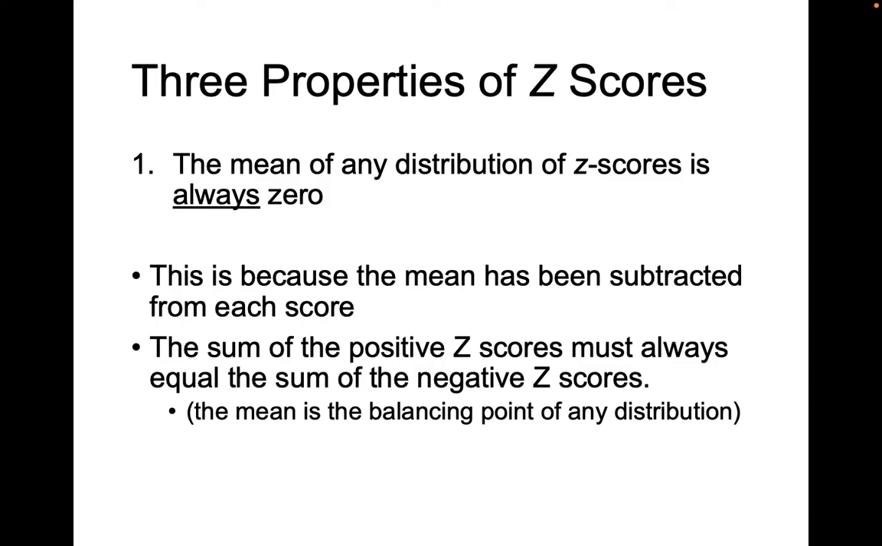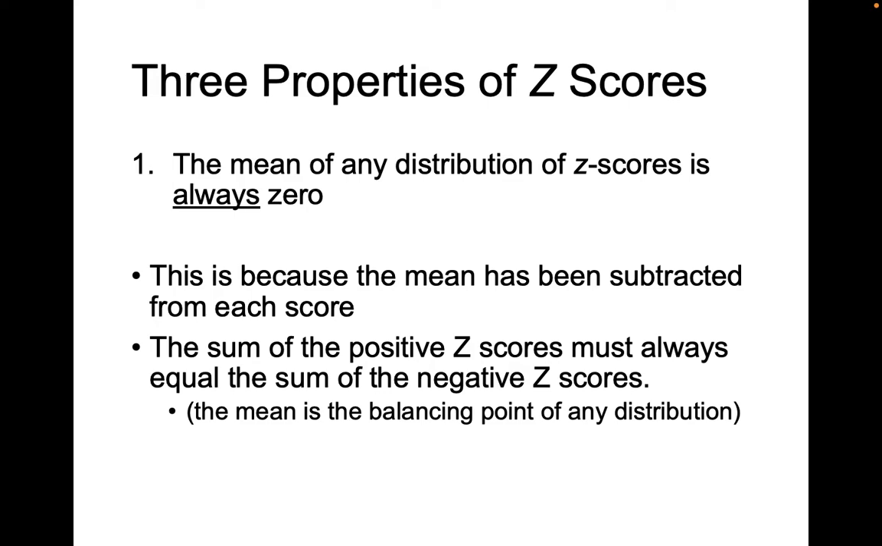So kind of the last things I want to say about z-scores is that there's 3 properties which are always true. The first is that the mean of any distribution of z-scores is always 0. This is because when you change each raw score to a z-score, you take the raw score minus the mean. So the mean is subtracted out of all of the raw scores, making the overall mean come out to 0.